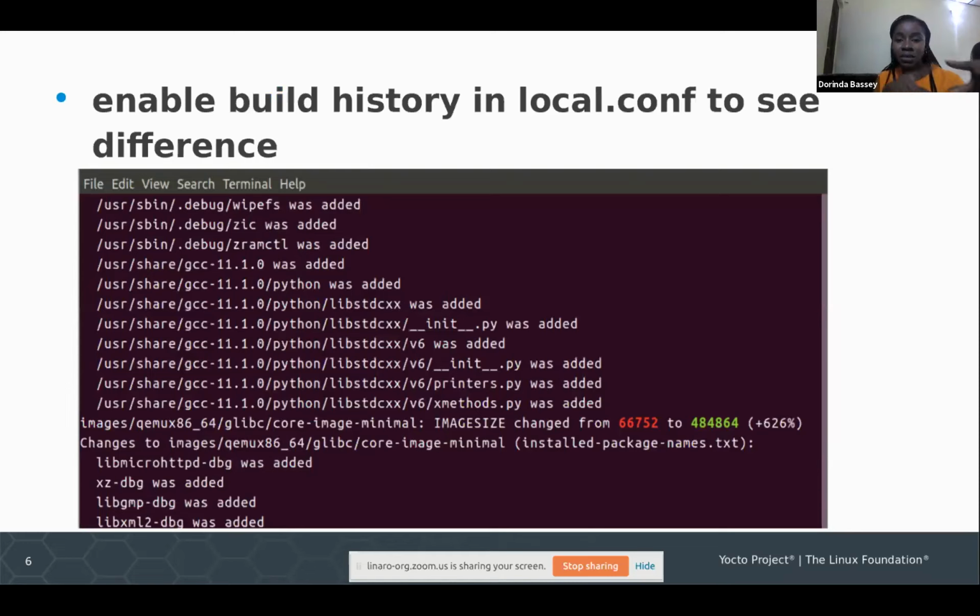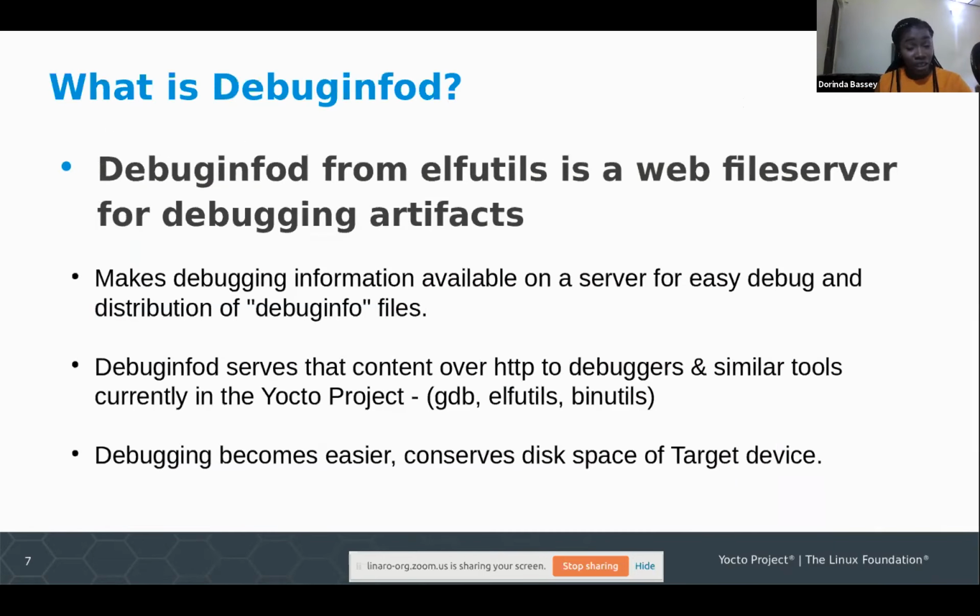You can see here that I attached a screenshot of when I enabled my build history. This was when I added debug packages, just debug packages. You can see that the image size had increased drastically, by about 626%. So that's how much the image size had increased, and that was just me enabling my debug packages. And now that's why we have debuginfod.